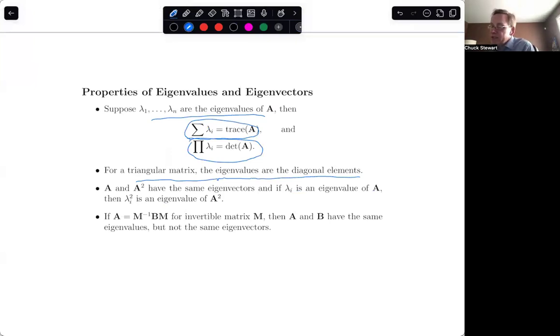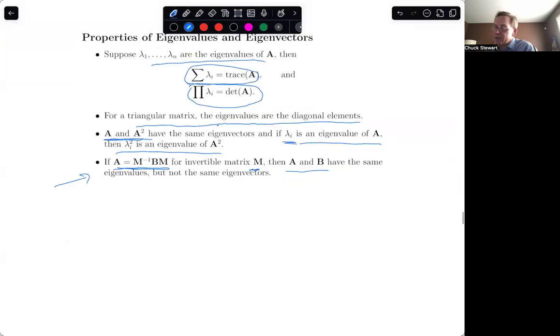If I have two matrices, A and A squared, they have the same eigenvectors. And if lambda is an eigenvalue of A, then lambda squared is an eigenvalue of A squared. And this one's pretty easy to prove with the product properties of determinants. If A equals M inverse B M, for an invertible matrix M, then A and B have the same eigenvalues, but not the same eigenvectors. So that'll probably show up on the practice problems, just to make sure you're with us.